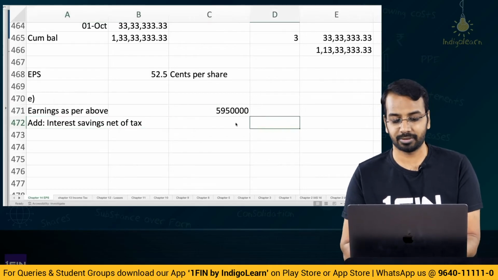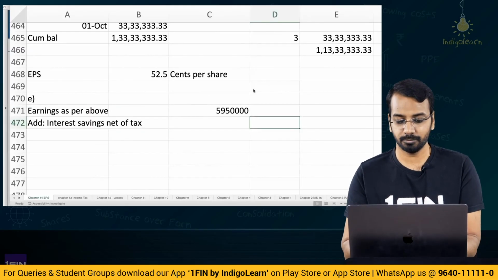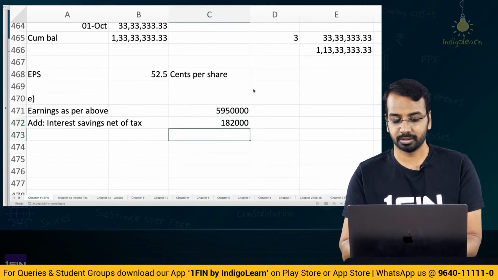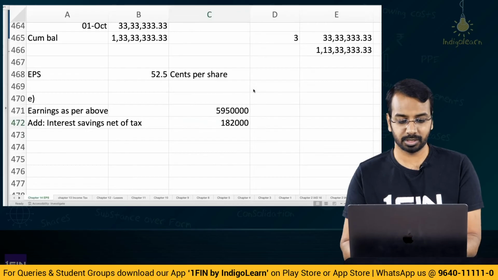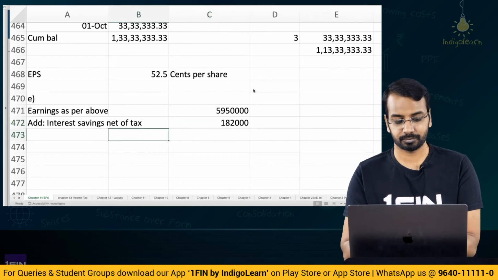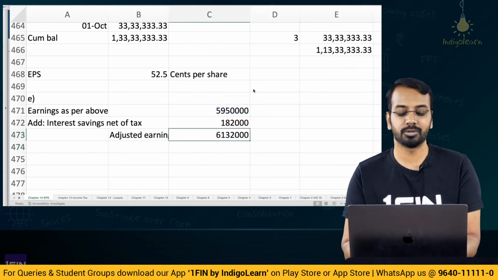Now, how much interest will be saved? The question says 2.6 million. So 2.6 million multiplied by 10% multiplied by 1 minus 30%, the tax rate, which is 182,000. Okay, that is the amount that you will be saving because of conversion, right? So adjusted earnings is 595 plus 182, which is 613,2000.